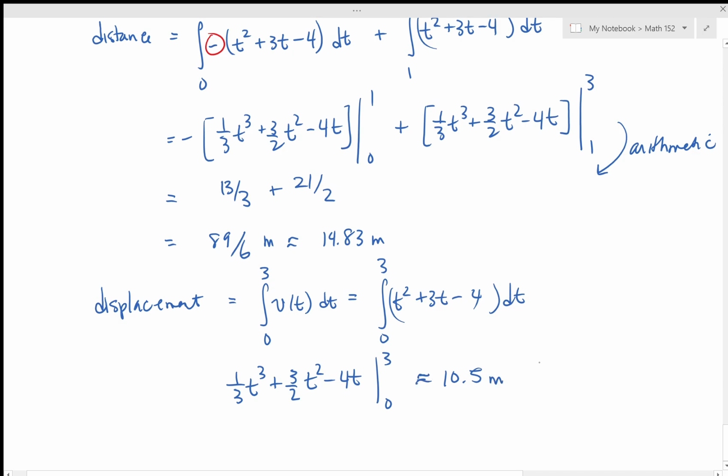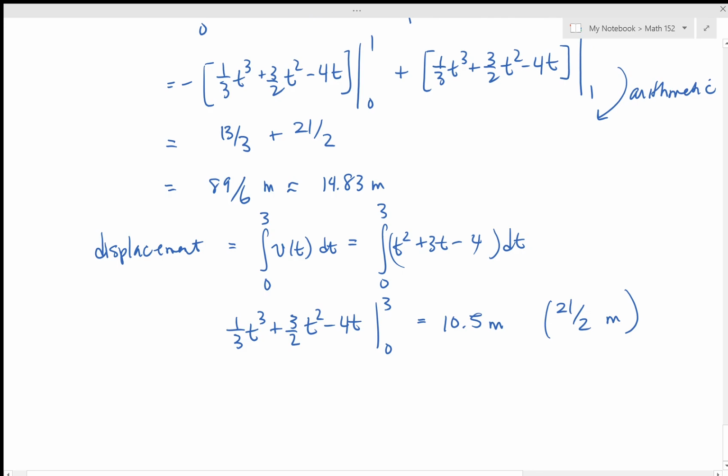That's not approximate, in fact, because the exact value was 21 over 2 meters. Okay, so what do we notice? We notice that the distance traveled is bigger than the displacement, and that is always the case. Always, the distance traveled is greater than or equal to the displacement.